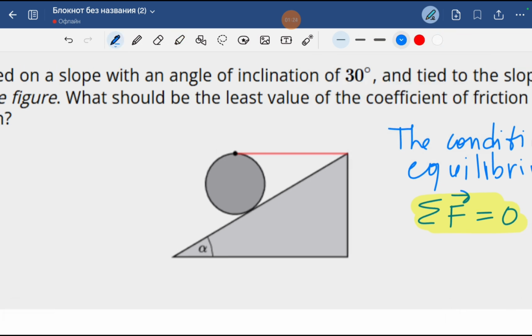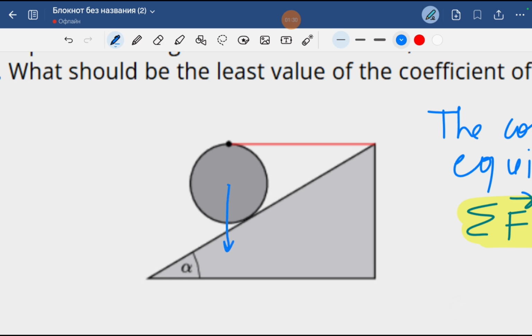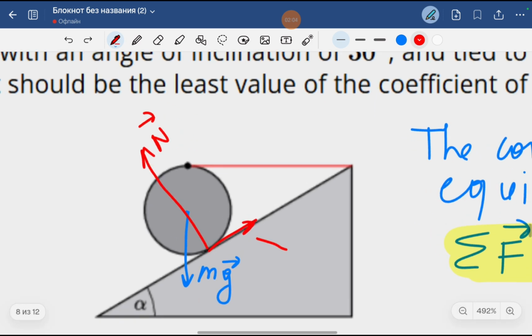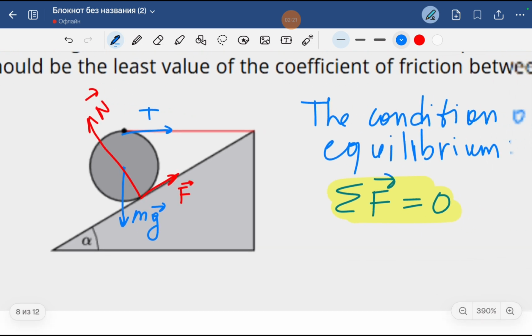The force of gravity acts from the Earth's side. It's applied at the center of mass and directed vertically downward. From the surface, two forces act on the cylinder: the static friction force and the normal reaction force. This force is applied at the point of contact between the cylinder and the surface. Additionally, the tension force of the string, or the reaction force of the string, acts on the cylinder. Its point of application is the point where the string is attached to the cylinder.